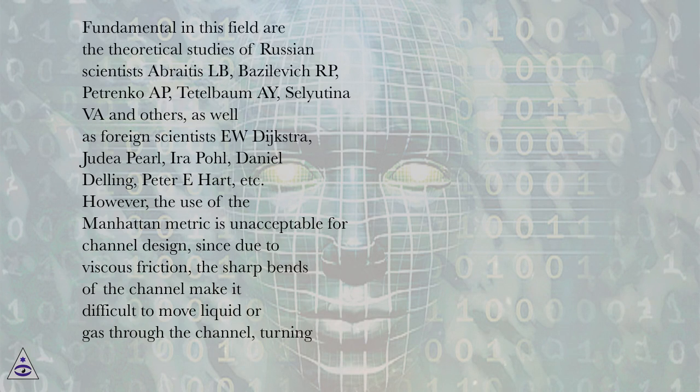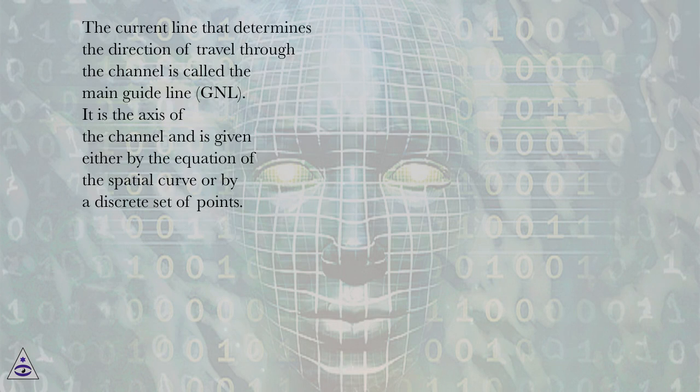Hart, etc. However, the use of the Manhattan metric is unacceptable for channel design, since due to viscous friction, the sharp bends of the channel make it difficult to move liquid or gas through the channel, turning the flow energy into heat. The current line that determines the direction of travel through the channel is called the main guide line, GNL. It is the axis of the channel and is given either by the equation of the spatial curve or by a discrete set of points.